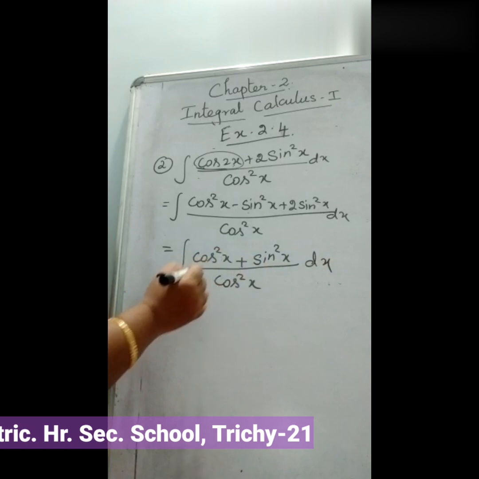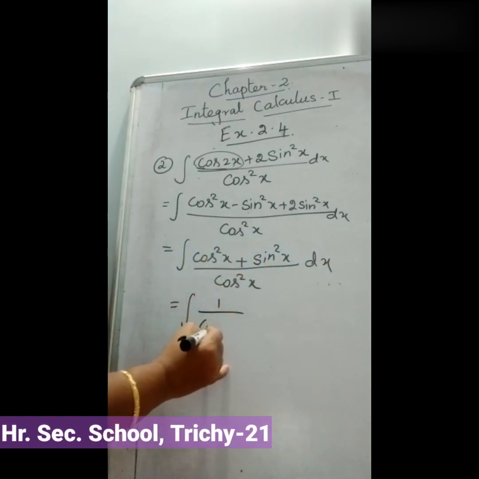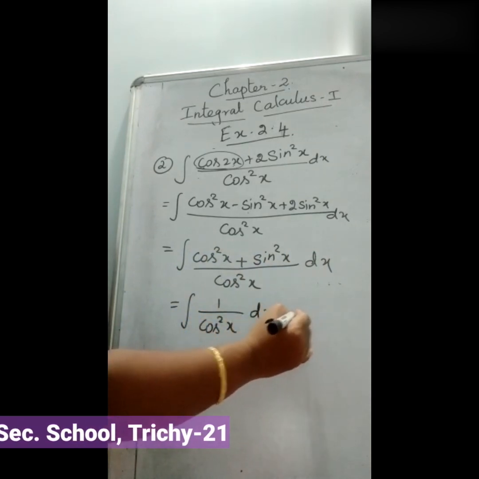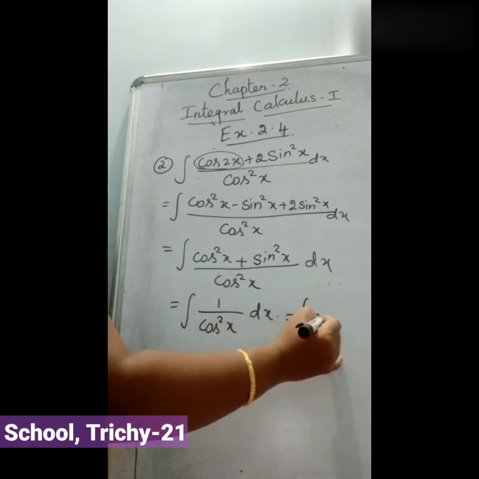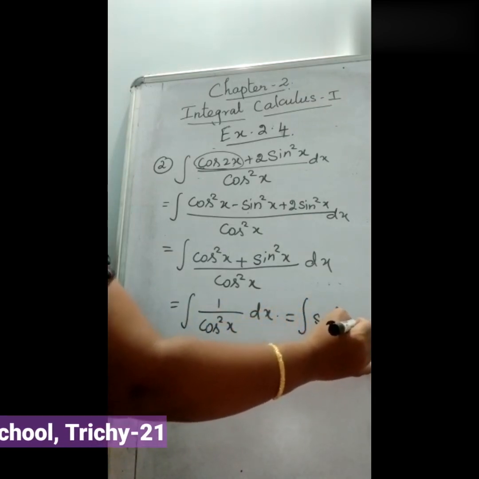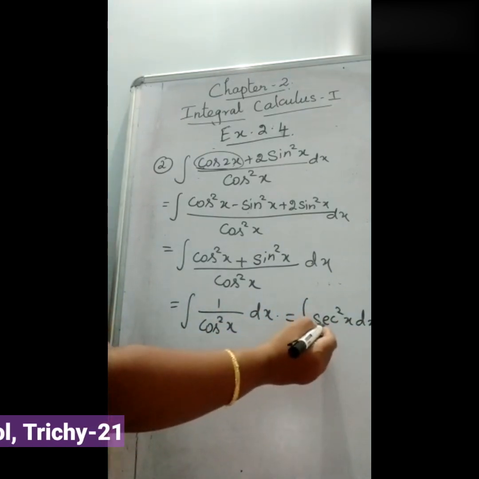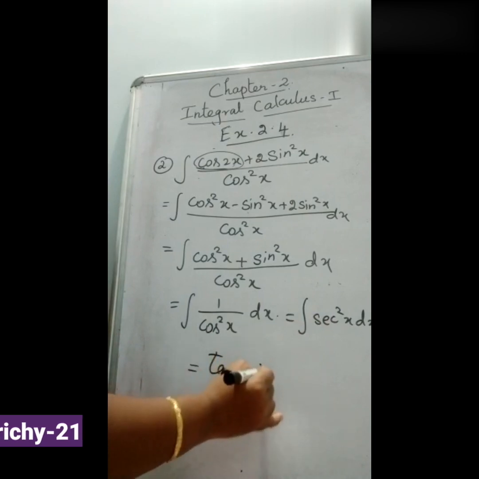Sin squared theta plus cos squared theta has the value 1. So the integral of 1 by cos squared x into dx. 1 by cos squared x is secant squared x. So integral of secant squared x into dx, which by the formula is tan x. So tan x plus c.